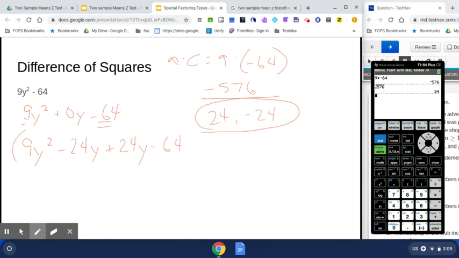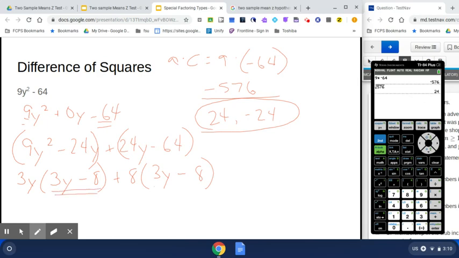All right, I'm going to pair the first two up, and we could factor out a 3y. So 3y times 3y would give me 9y squared, and 3y times negative 8 would give me negative 24y. The second pair, 8 will divide into both of those, so I'm going to factor out an 8. 8 times 3y will give me 24y, and 8 times negative 8 will give me negative 64.